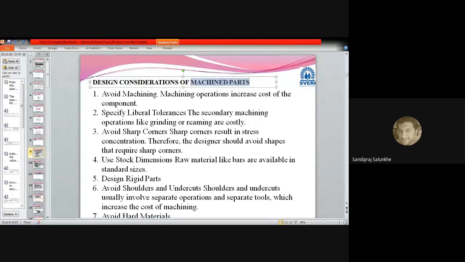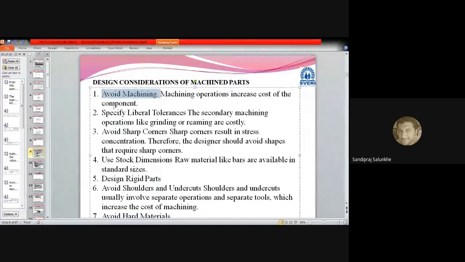So design considerations when a part is manufactured by means of machining. First is to avoid machining. As far as possible, we have to avoid this machining process. Why? Because machining operations increase the cost of that component. Definitely, because we have to remove the unwanted material, check the surface quality, and use machine tools, that is CNC, VMC, lathe machine, shaping machine, drilling machine, and all those machines will increase the cost of the component.